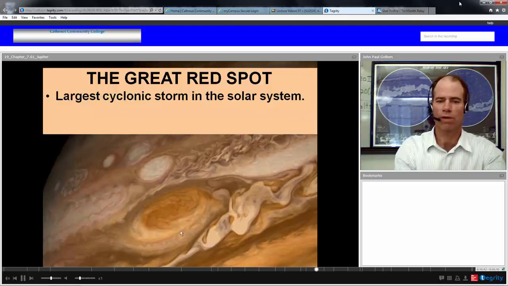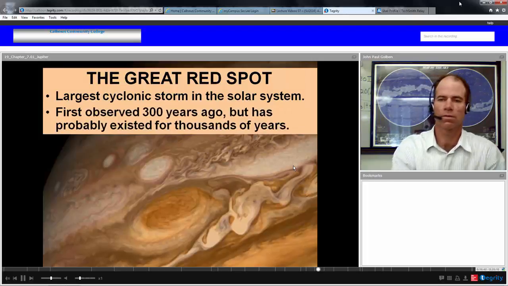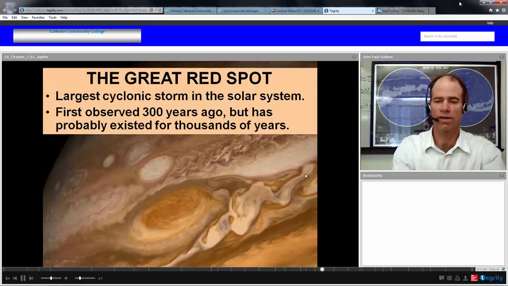Here's the Great Red Spot that has been known ever since astronomers have been looking at Jupiter for more than 300 years. It's probably existed for thousands of years. There's no telling how long it's been around, but at least it's been around as long as astronomers have had the ability to see it.